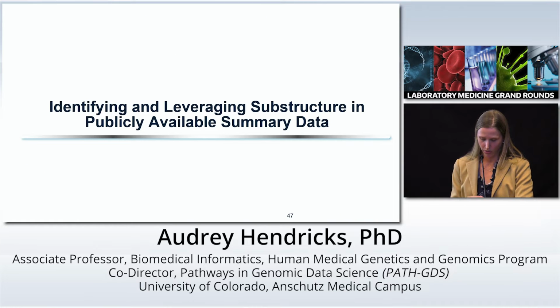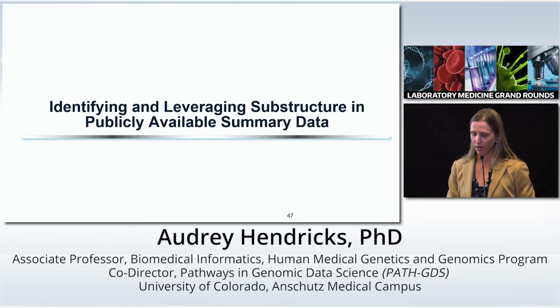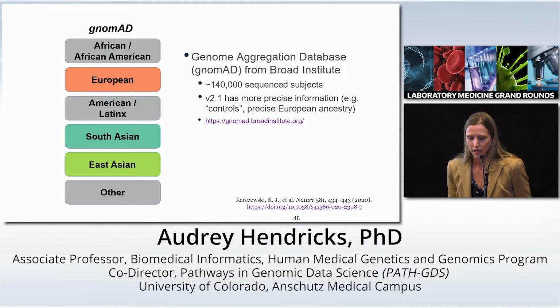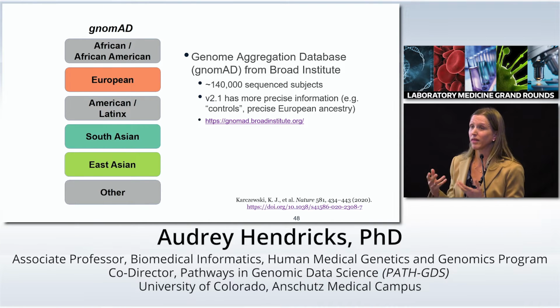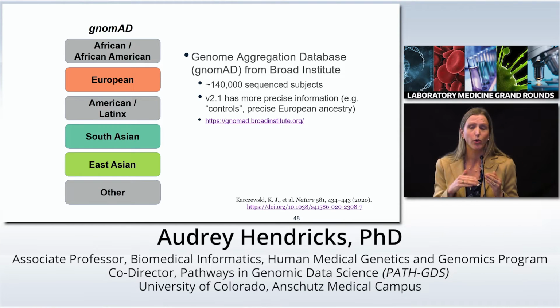So now I want to switch to another method that my team has been working on within this space to identify and leverage substructure in publicly available summary data. So here we have the gnomAD aggregation database, which again, you can just Google and get to right now on your computer from the Broad Institute. It has about 140,000 sequenced subjects. And version 2.1 has more precise information, both some finer scale within continental ancestry information, as well as certain groups like a control group or non-neuro group.